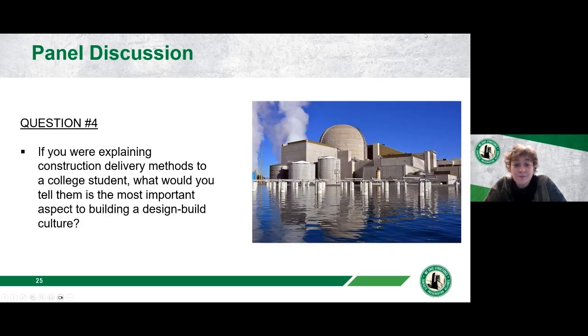All right, one more question here. If you're explaining construction delivery methods to a college student, what would you tell them is the most important aspect of building a design build culture? What does the culture in this whole design build thing mean?